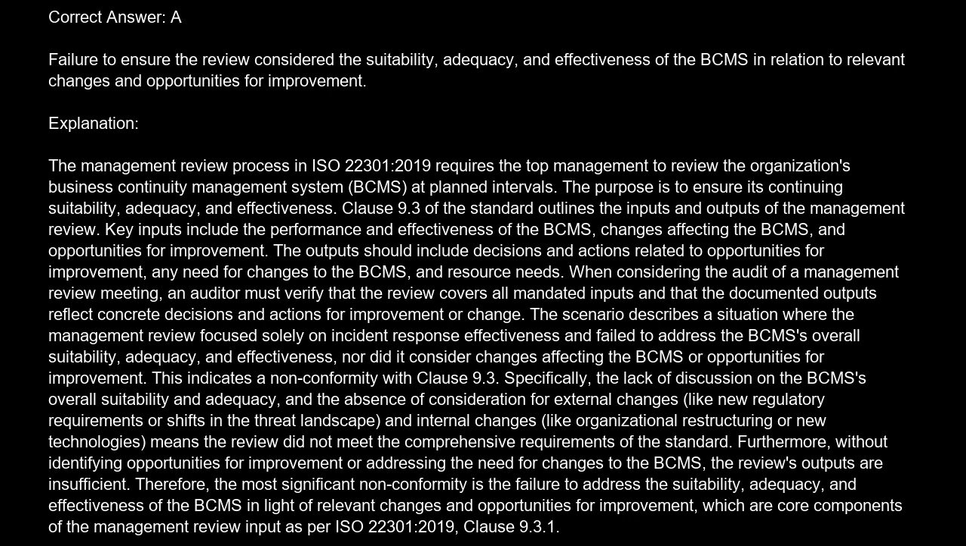The scenario describes a situation where the management review focused solely on incident response effectiveness and failed to address the BCMS overall suitability, adequacy, and effectiveness, nor did it consider changes affecting the BCMS or opportunities for improvement. This indicates a nonconformity with Clause 9.3. Specifically, the lack of discussion on the BCMS overall suitability and adequacy, and the absence of consideration for external changes, like new regulatory requirements or shifts in the threat landscape, and internal changes, like organizational restructuring or new technologies, means the review did not meet the comprehensive requirements of the standard.